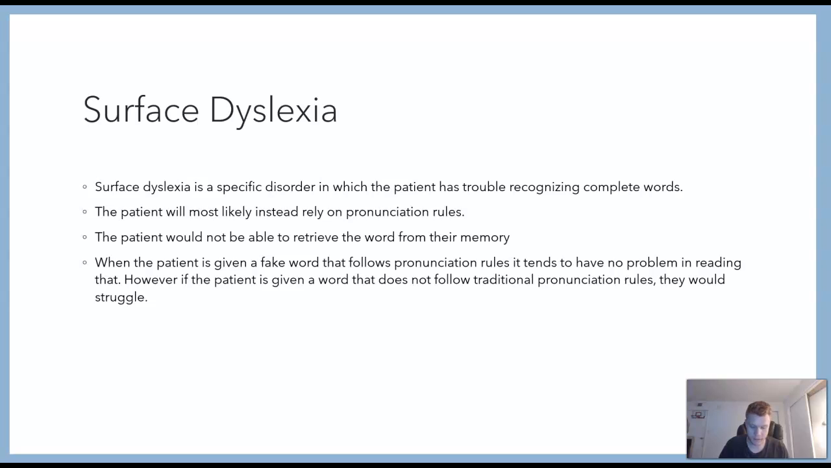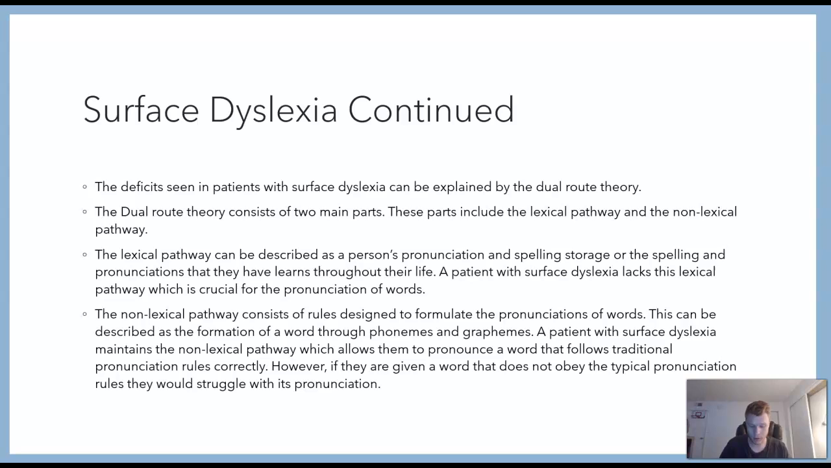Deficits displayed in surface dyslexia can be partly explained by the dual route theory. This theory proposes that there are two important pathways which consist of the lexical pathway and the non-lexical pathway. The lexical pathway is described as a working memory of words a person has collected throughout their lifetime. This pathway is extremely important and involved in language. The non-lexical pathway is more of a rulebook and protocol to the formation and pronunciation of words.